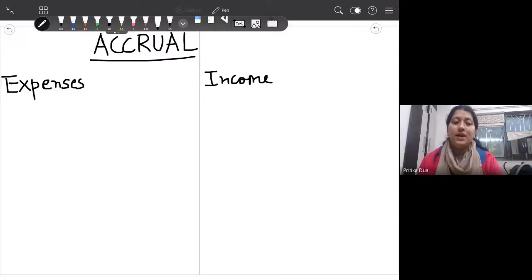Okay, so date would not be the correct term to use here. Now I'll just give you a proper definition of the concept. Accrual concept says expenses are recorded not when they are paid, but when they are incurred, and incomes are recorded not when they are received but when they are realized.